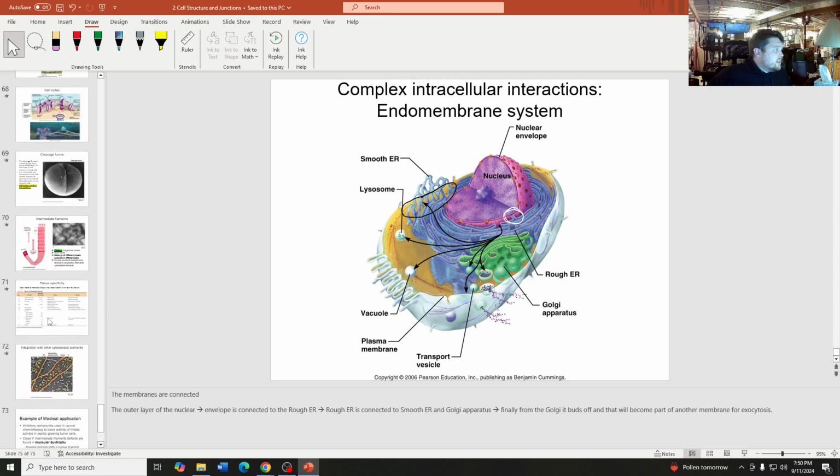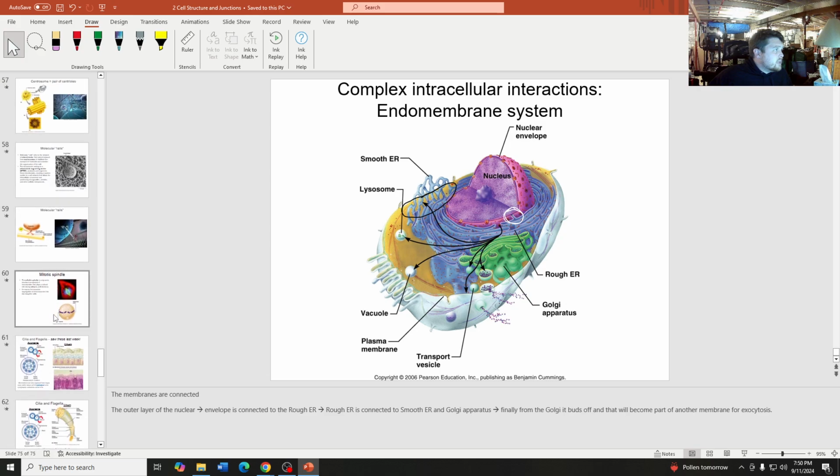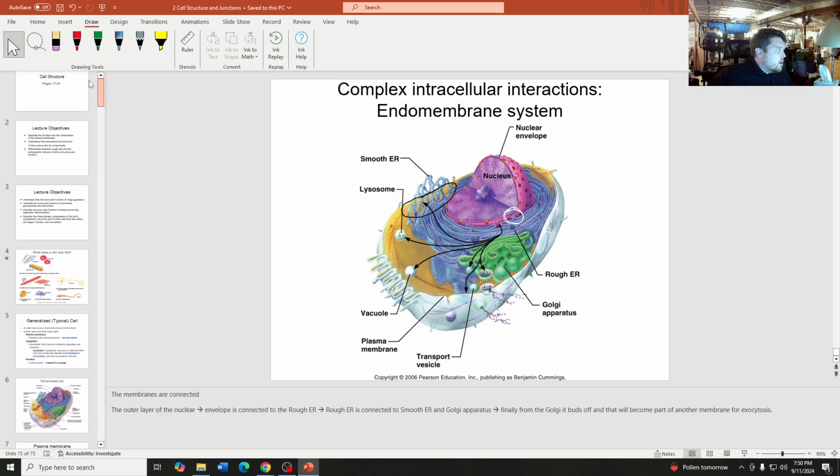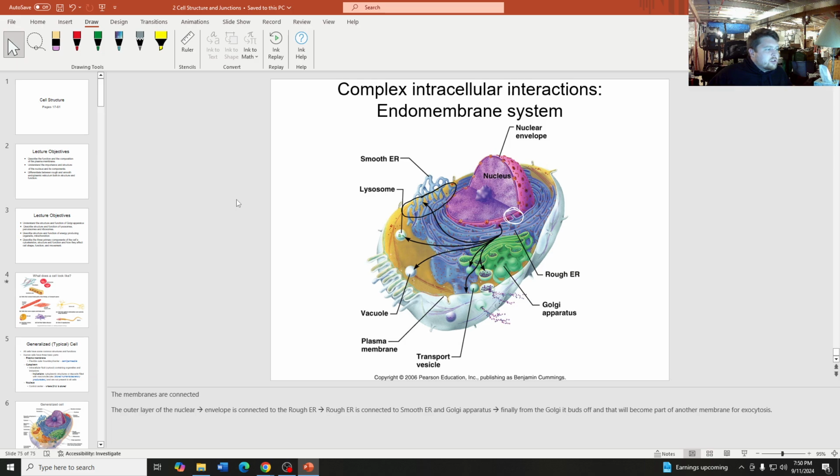Okay, and that is it for cell structure. A good amount of material here. Some of the next couple of slides aren't as long, so we'll try and do them in fewer parts.